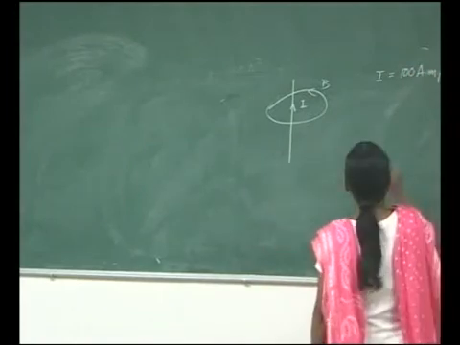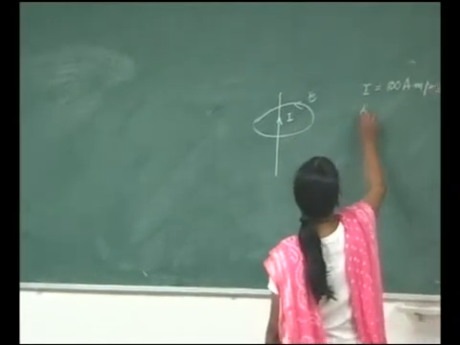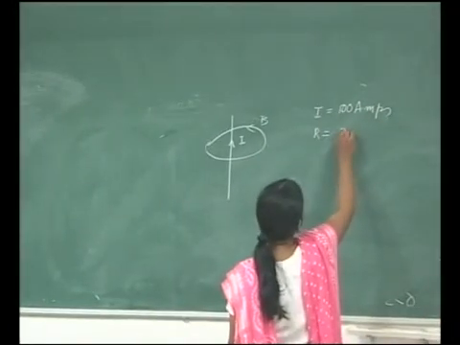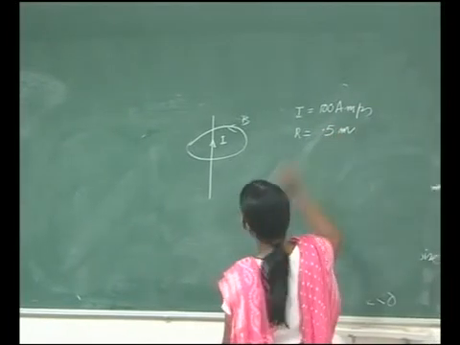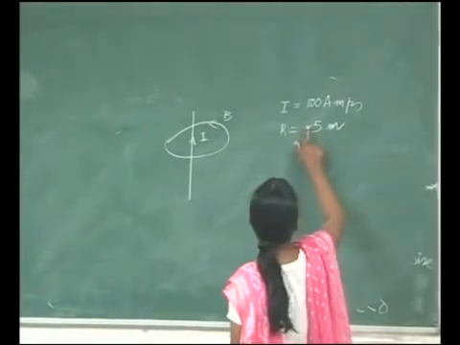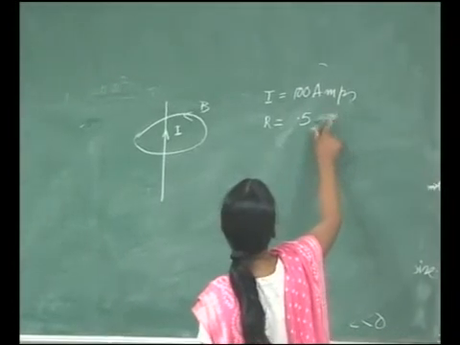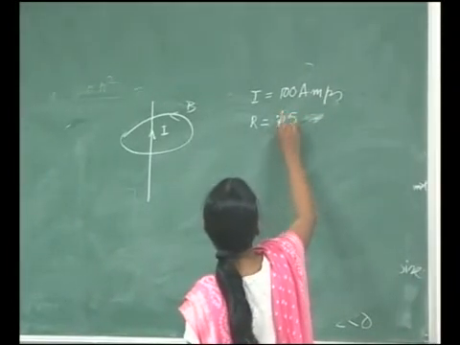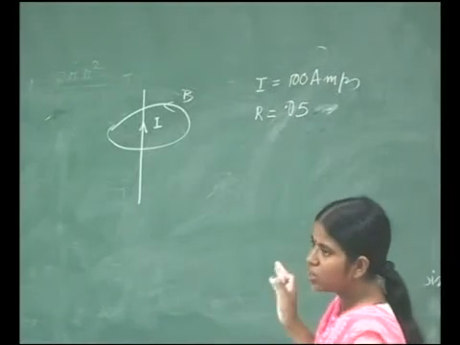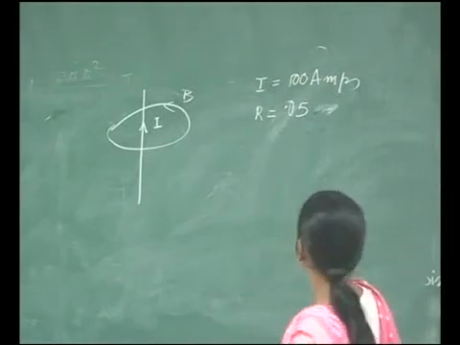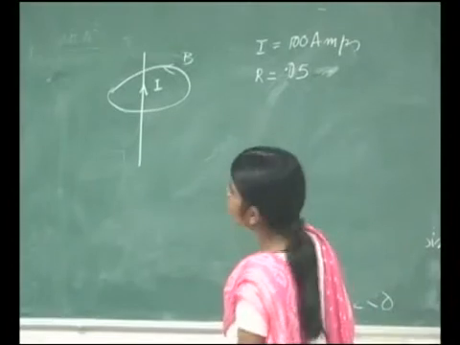okay, and say R is equal to 0.5 meters, or let us not take 0.5 meters, let us take 0.05 meters. It will be a bigger loop because I know the field goes by 1 by R. So the bigger the loop, the lesser the field, okay, that is why. So this is 0.05, okay.